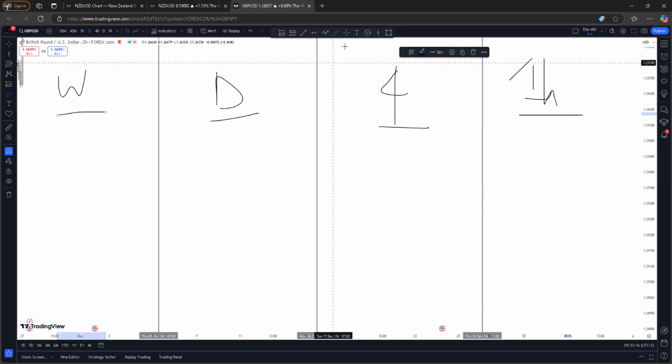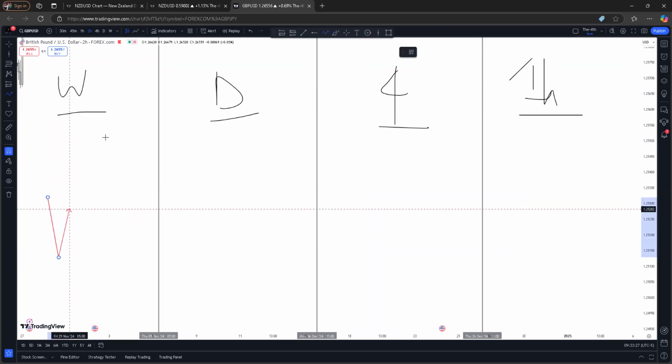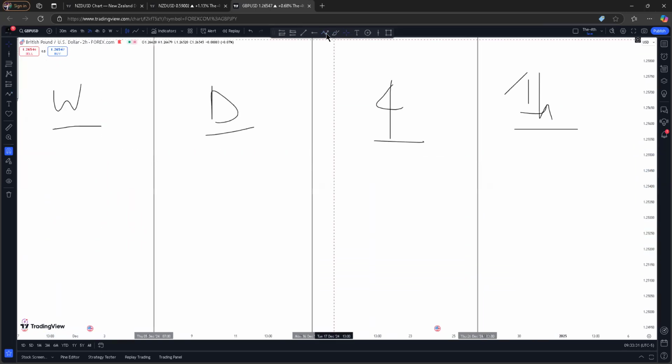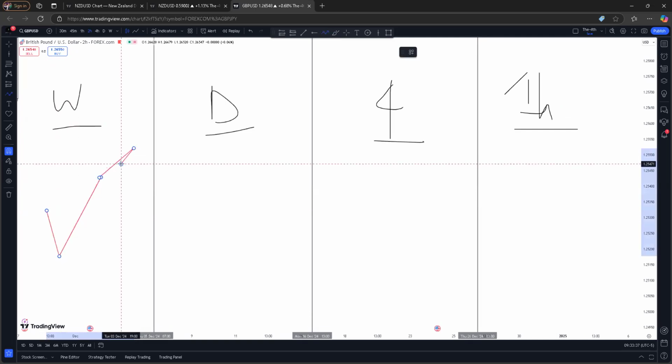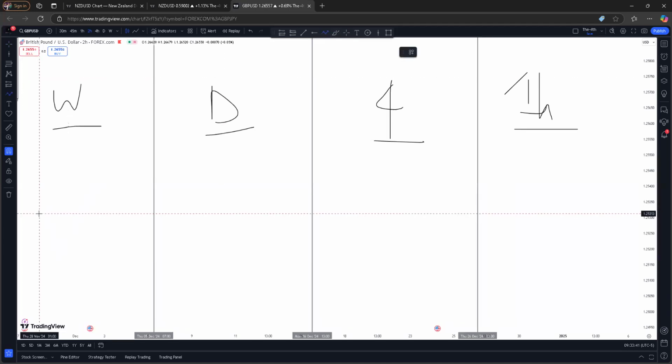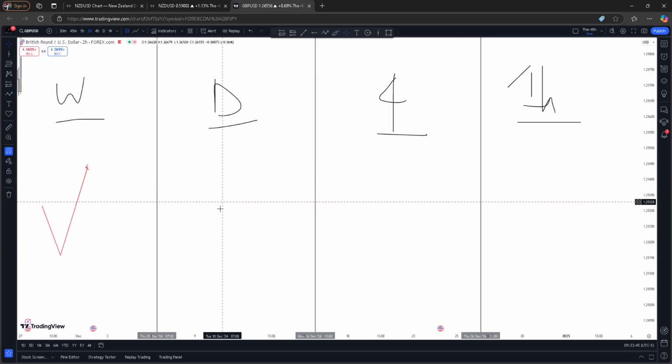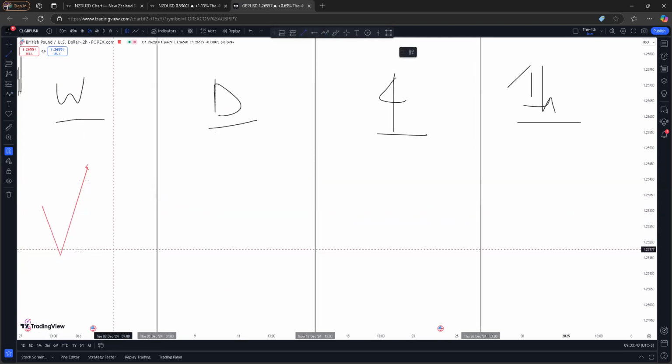So the first thing we want to talk about is, let's say, how do we do bias with a key level, right? So let's say, for example, on the weekly time frame, we have this V-shaped key level. So let's say we're looking for bias, right? So we have a V-shaped key level on a weekly time frame that we intend to buy from, right? So this V-shaped key level is what we intend to buy from on a weekly time frame, right?